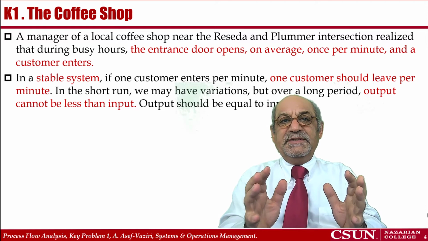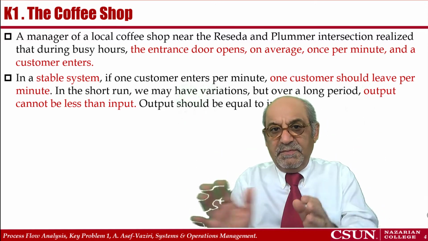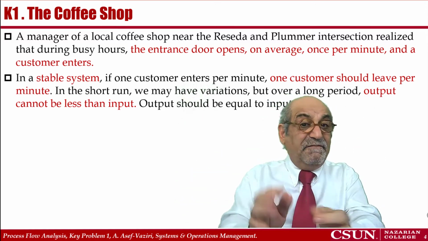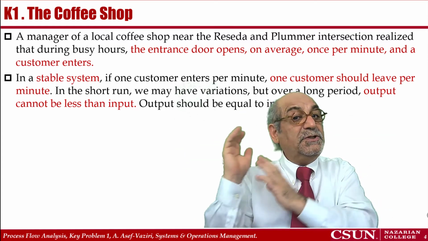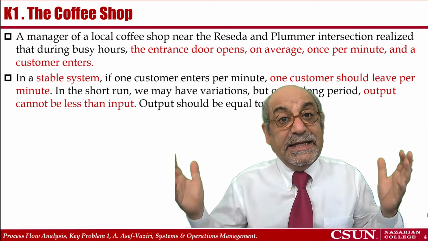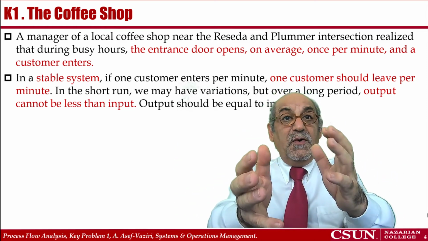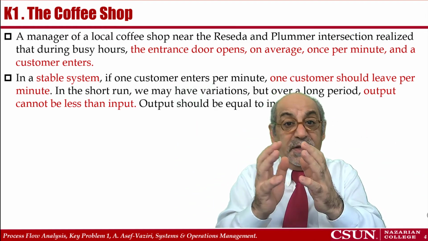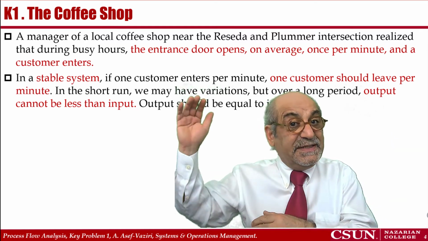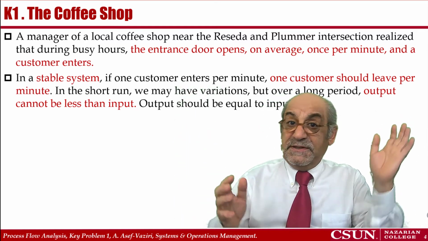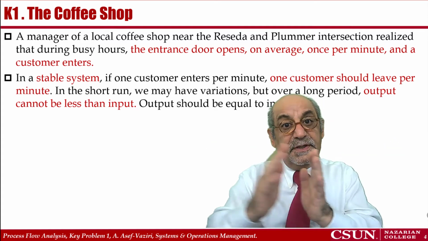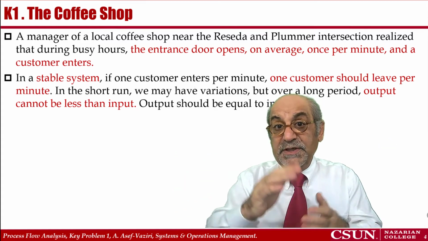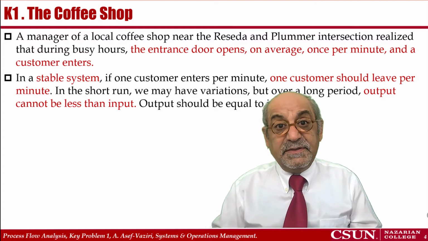In a stable system, if one customer comes in per minute, on average, one customer should go out per minute. Input should be equal to output in the long run. For 1 hour, for half an hour, it is possible that input is greater than output or output is greater than input. But in the long term, input is equal to output in all stable systems.